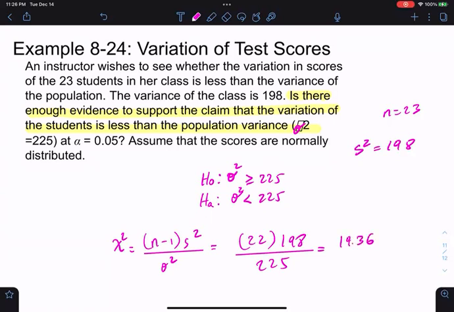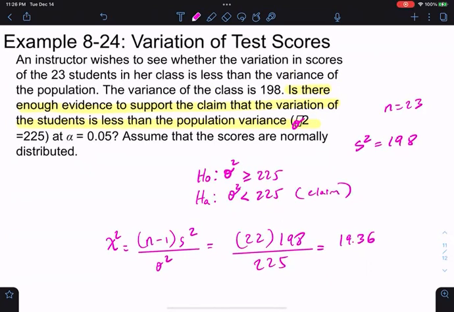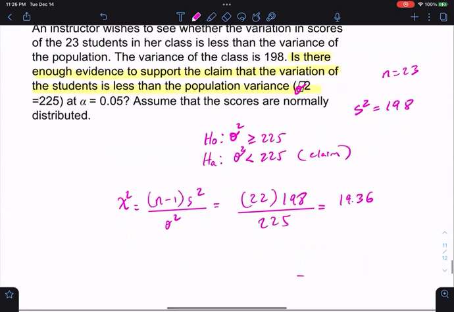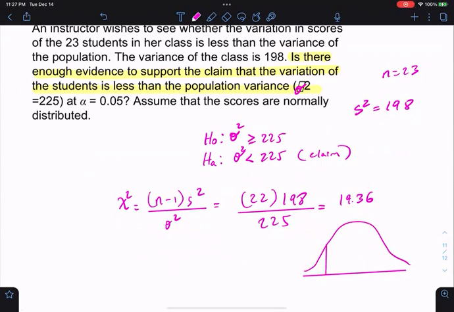So now you need to figure out which one was the claim. The claim is that the variation is less. So this is a one-tailed test, and we need to compare with a one-tailed critical value. The significance is 0.05. Since this is one tail, we just need to look at 0.05 and degrees of freedom, which is 22, n minus 1.